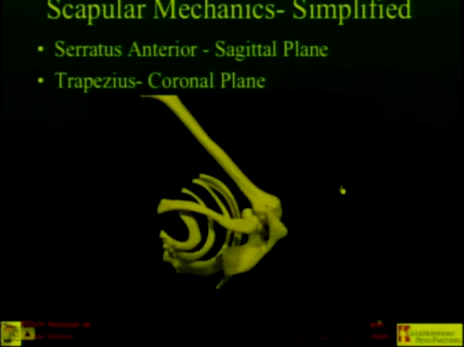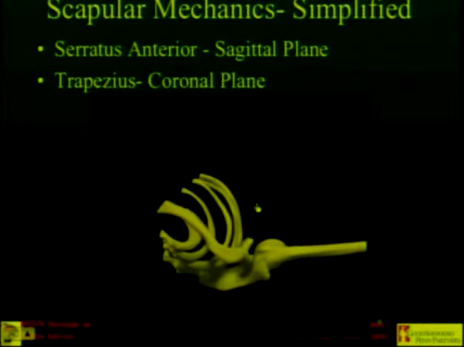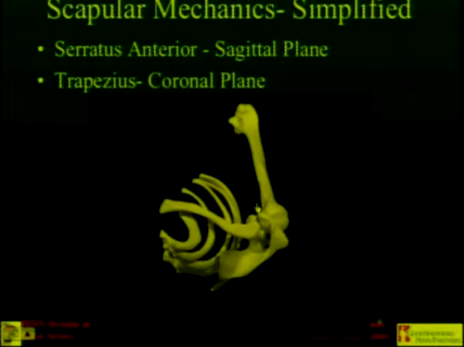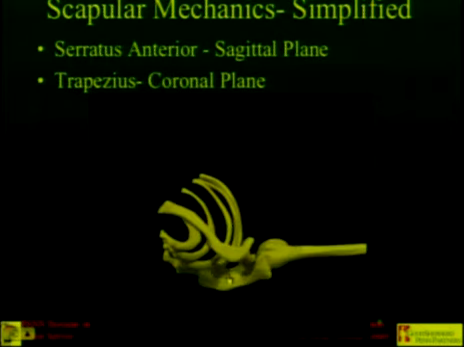Scapular muscle mechanics, if we simplify it: the serratus anterior works in the sagittal plane. So when you examine someone in the sagittal plane, you are biasing that examination to the serratus anterior. If you look into the coronal plane and watch the scapula, it has to adduct. So the trapezius primarily works in the coronal plane. And we're going to use this when we go through our algorithm.